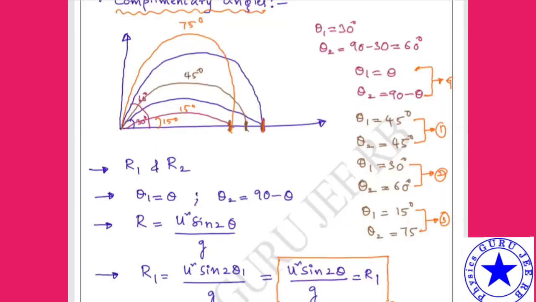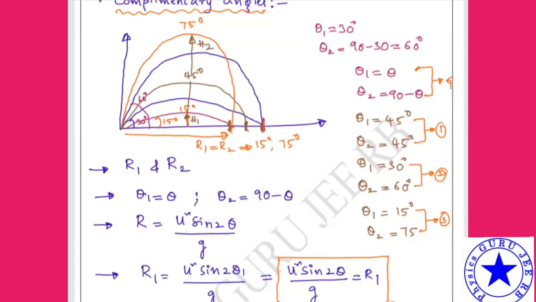Let me know here. See, for the first one, R1 is the range. Let me take 30 degrees for R1, and R2 for 60 degrees. Same range I am getting, right? Similarly, for R1 and R2 you can take 15 degrees and 75 degrees. Ranges are the same, but heights are different. Here H1 and the other one is H2. The maximum heights will differ.